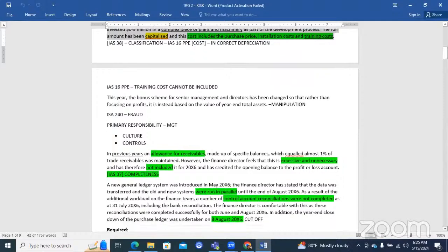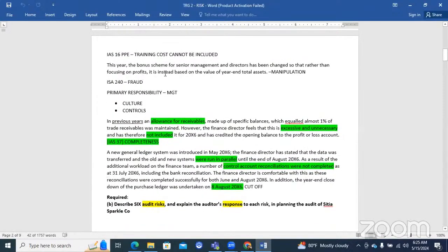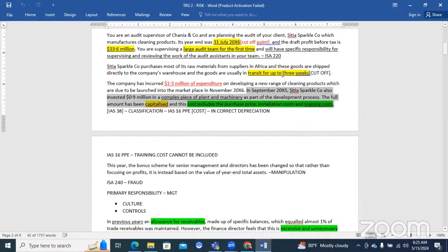move to the story. This year, the bonus scheme for senior management and directors has been changed so that rather than focusing on profit, it is based on the value of year-end total assets. So the bonus is based on year-end total assets. What happened here? See, cost is overstated. If you overstate cost, assets are overstated. Why would they overstate assets? Because the bonus is based on assets. See the rationale.